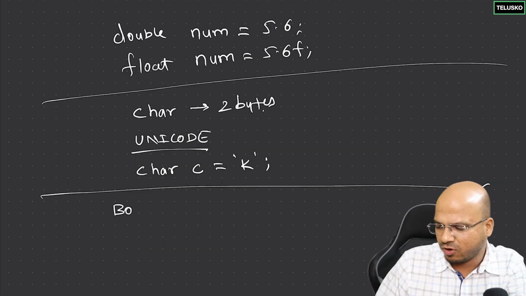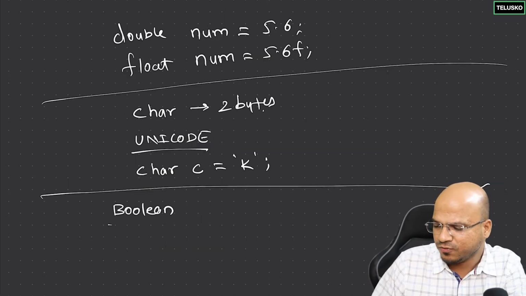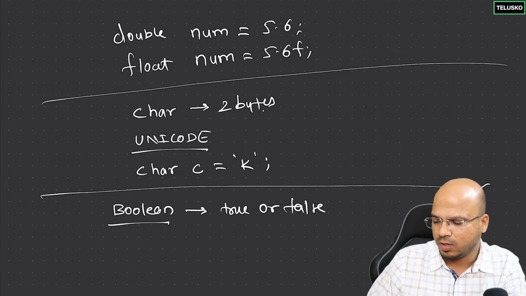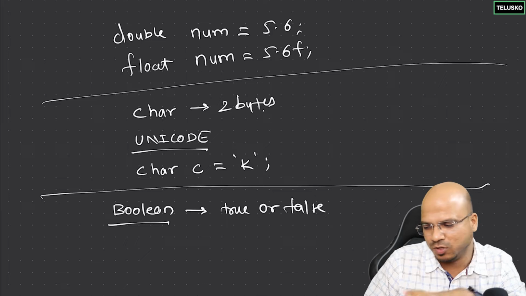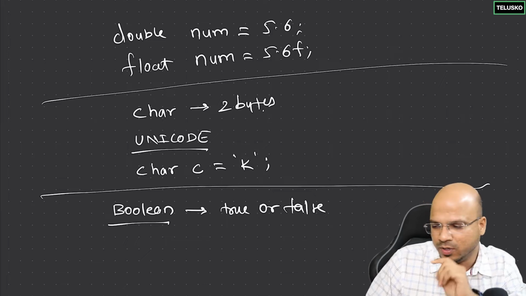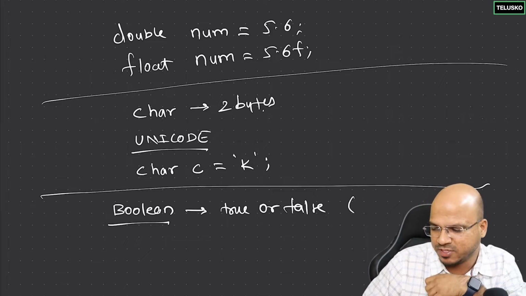And next we have the type boolean. Boolean will only accept true or false. There are no subtypes here, only true or false. Now one thing you have to remember: in other languages, it may be represented with the help of 1 and 0. In Java, we don't do that.